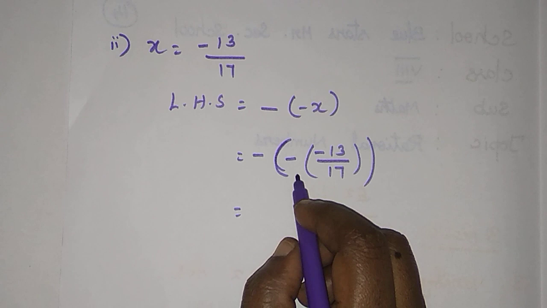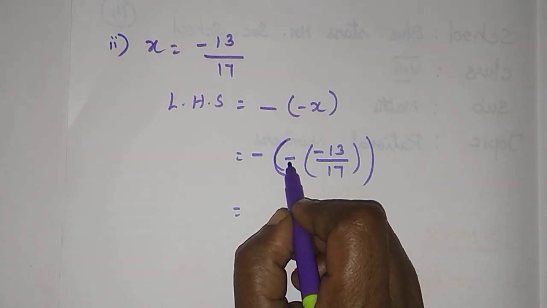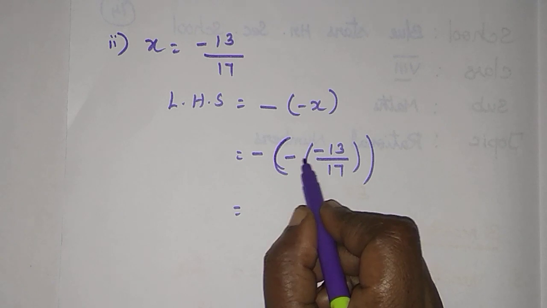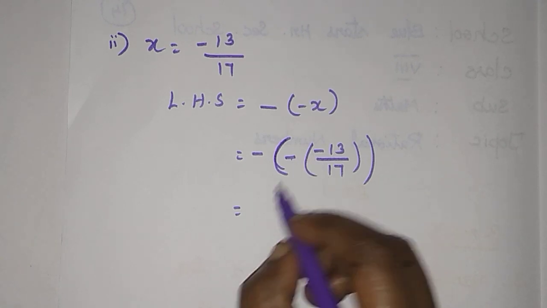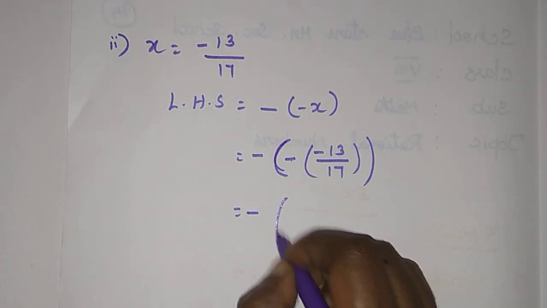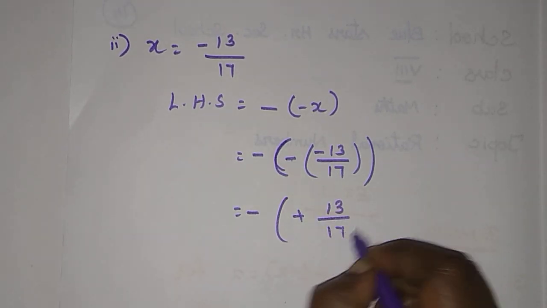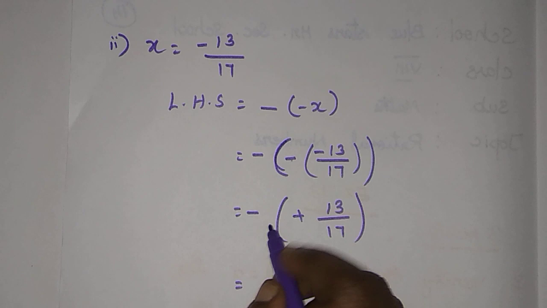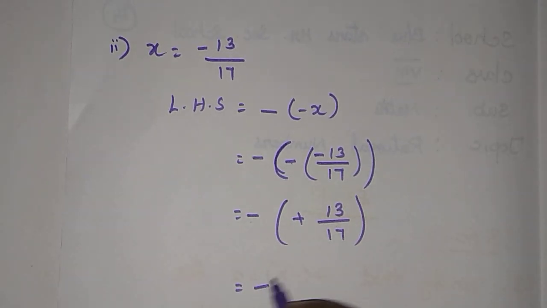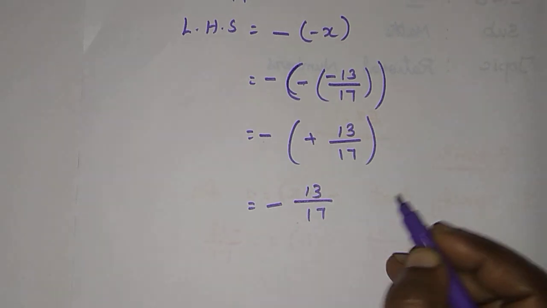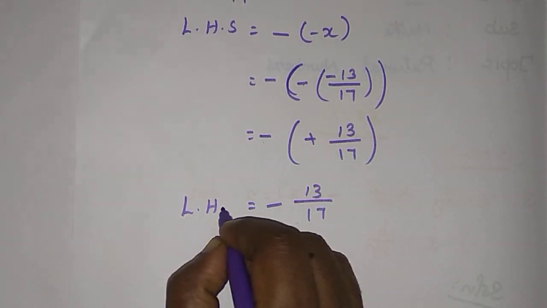So now see, minus into minus is plus, plus into minus is minus. Otherwise you multiply these two minus. Minus into minus what? Plus. So right here, this minus into minus is plus 13 divided by 17. Now see, minus into plus is minus 13 divided by 17. This is the left hand side value.